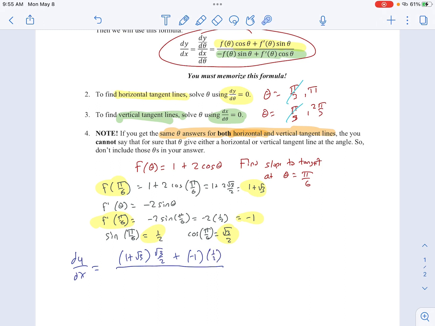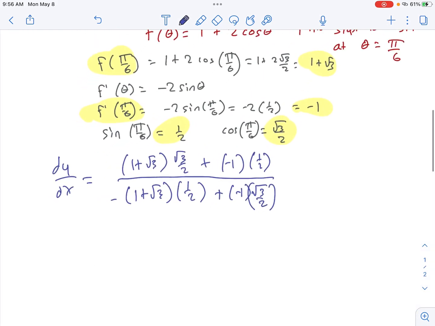Now on the bottom, we're just going to go through the bottom. There is a negative sign there, so we want to be careful of that. We want the negative function of theta. So I'm going to say the -1 plus square root of 3, times the sine of theta. Sine of theta is 1/2. Plus the derivative evaluated at theta, which is -1, times, finally, the cosine of theta, which is square root of 3 over 2. Okay, now that's a mess.